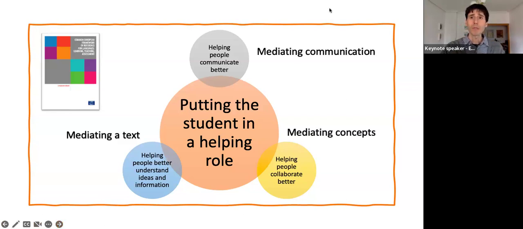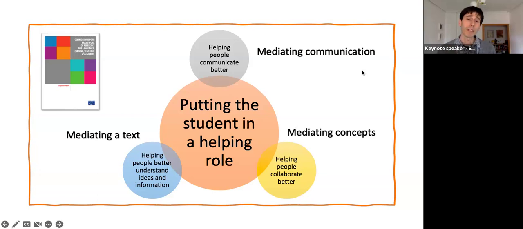They call these different ways of mediating, these different types of mediation, by formal names. The first one is called mediating communication, so that's what I'll be referring to it as. And the second one is mediating concepts. And we'll talk a little bit later about why helping people collaborate better is related to mediating ideas or concepts.